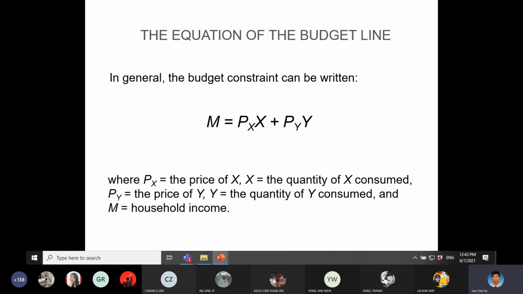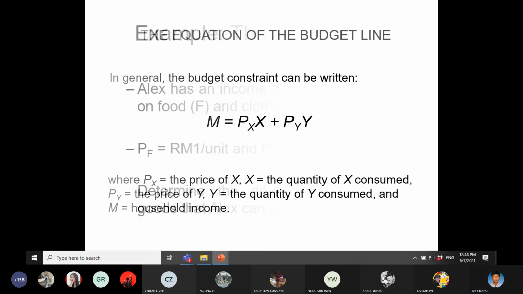After we understand the budget line, we can form the equation. Over here, this is our income, and this is the price of good X and the price of good Y, with the quantity of good X and good Y. So this is our equation for the budget constraint.